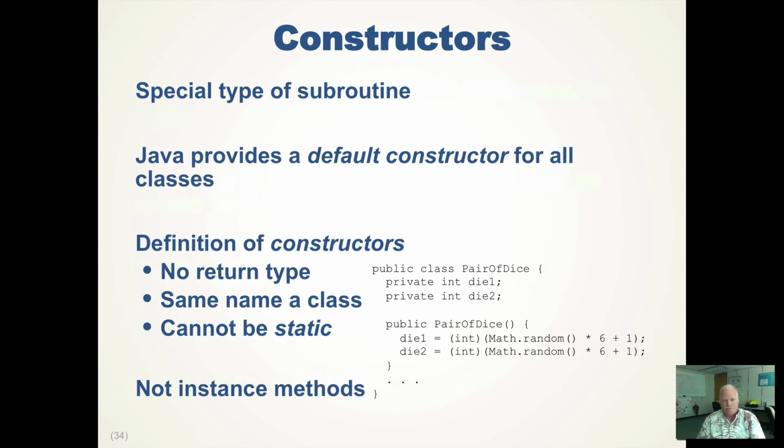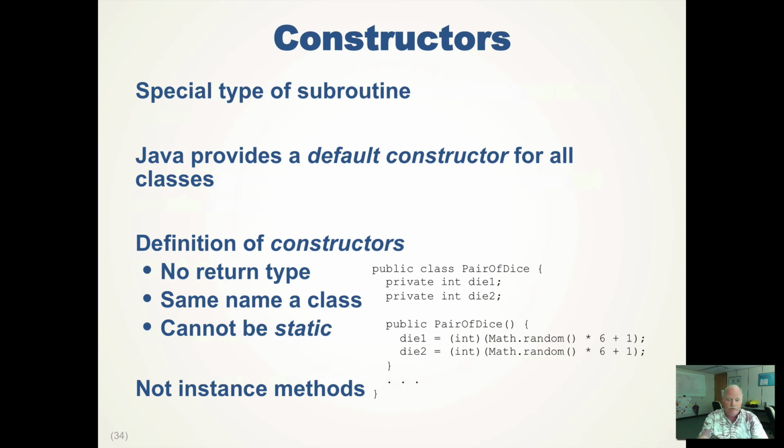These constructors are a special type of subroutine. Java provides a default constructor for you that takes no parameters. To write the subroutine, they don't have a return type, so it's got the name of the class. And oh, by the way, the constructors cannot be static. They are not instance methods either, because they're more associated with the class, telling or defining how to create these instances. They're not part of the instance, they're part of the class, even though they're not static. And they can't be static.